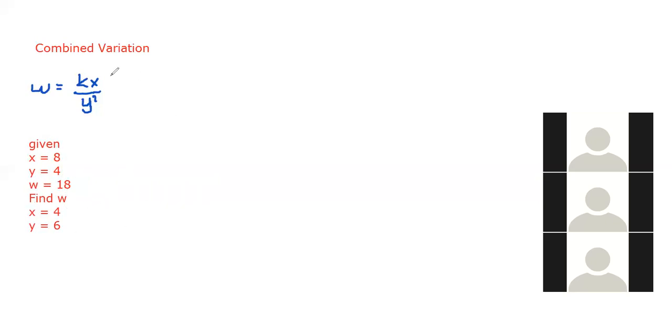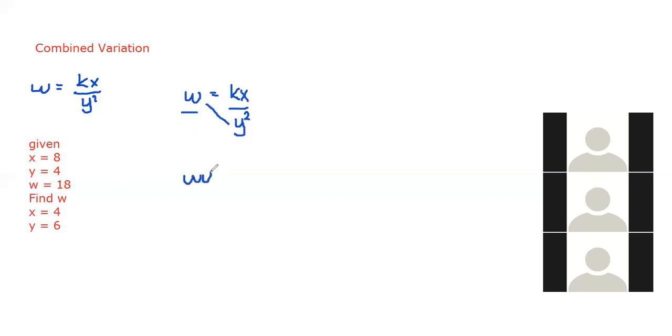So, pwede natin gawin, derive natin tong ating equation. Di ba may equation tayo? W is equals to kx over y squared. So, gawin natin siyang proportional. I-isolate natin si k. Okay? Para i-isolate si k, itong w pati y squared, lalagyan natin over 1. Cross multiplication lang. Or di kaya, yung y squared, ilipat natin sa kabila.